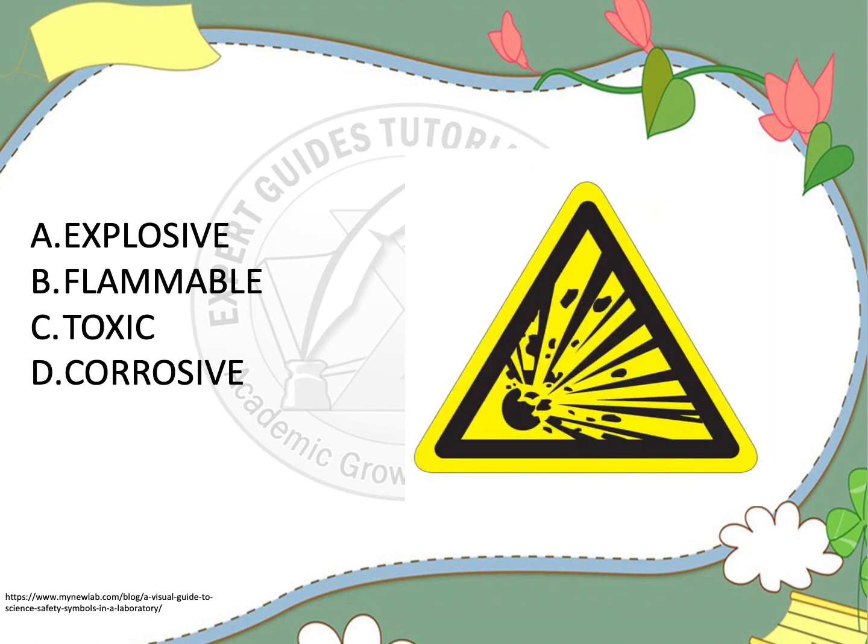Lastly, we have this symbol, which appears to be some sort of object that has been shattered. What do you think this signifies? Explosive, flammable, toxic, or corrosive? The correct answer is explosive. Seen in this symbol is an object that was shattered into pieces. Hence, this symbol signifies that a substance may explode.